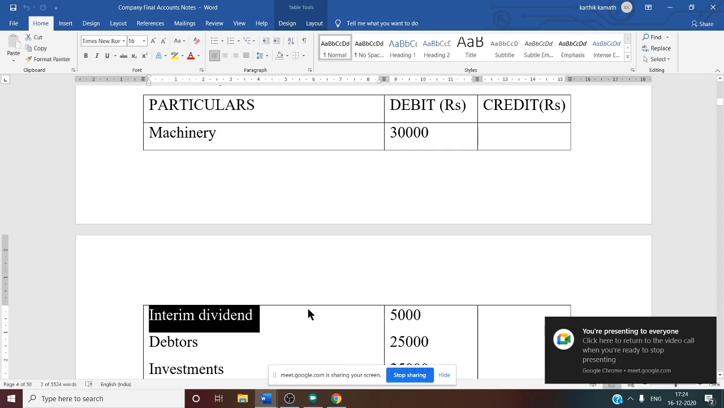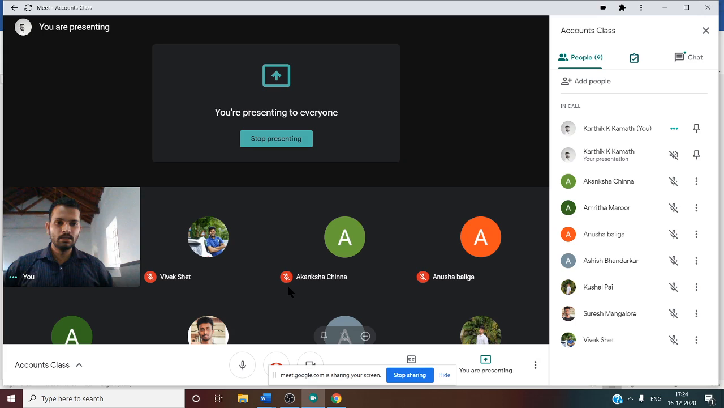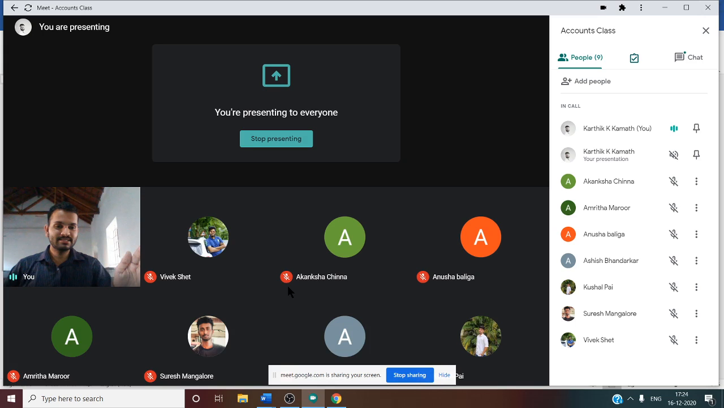So next thing is the debtor. Debtor, where does it come? Can you tell me? Debtor, where will it appear? Debtor under asset side, under which head? Can you tell me now? Yes. Akamsha, Amrita, Anusha, Ashish, Kushal, Suresh, Vivek. Yes, tell me where it will appear.